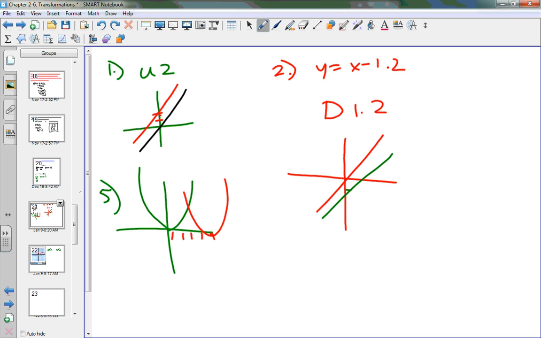What about number 9? What's happening to it? Left 1.8. Going to the left 1.8, so here it is. Do we see that?